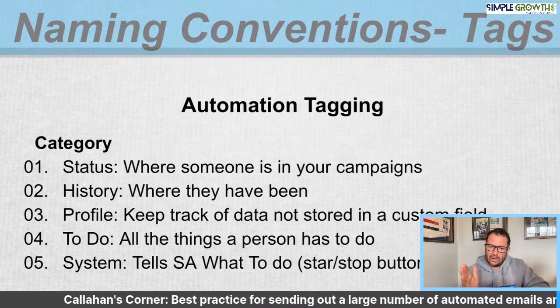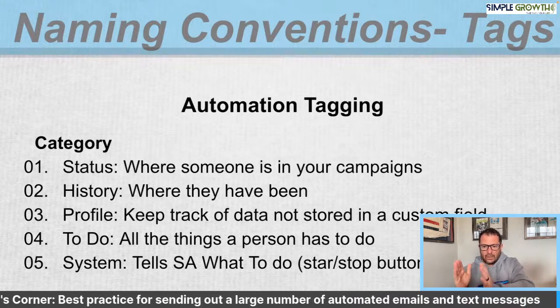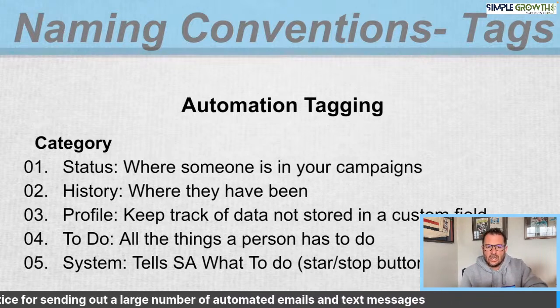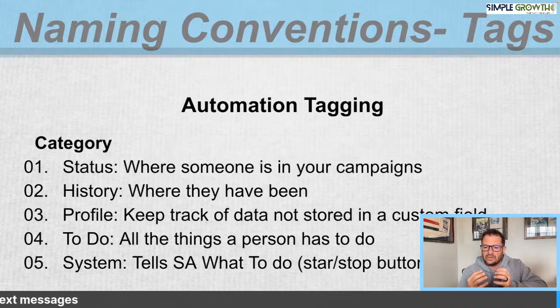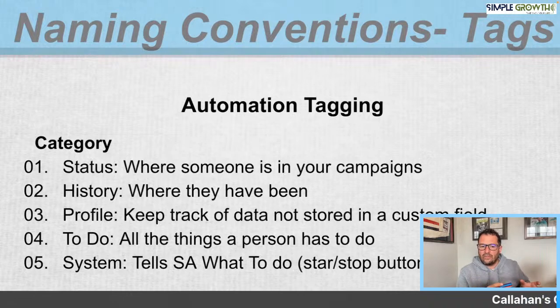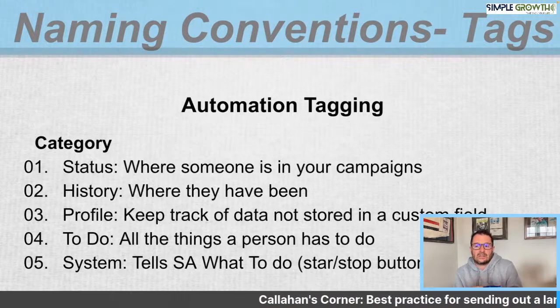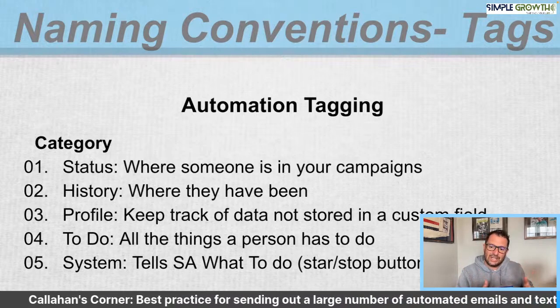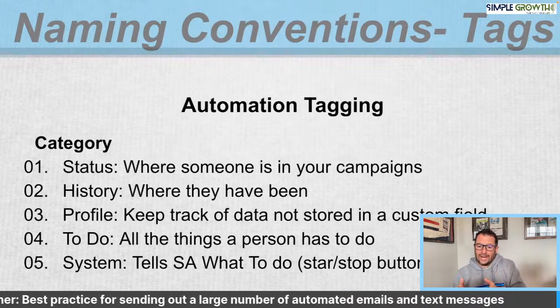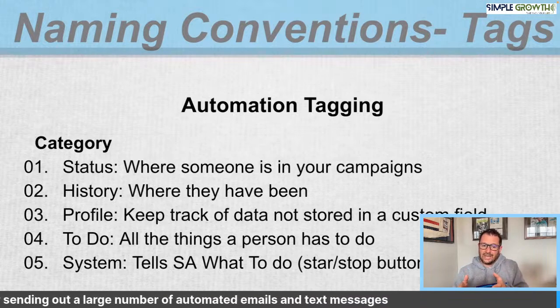So that is where you're at, where you've been. And that's going to follow you throughout the whole automated process. Profile keeps track of data not stored in a custom field. So if there's anything we want to keep on the profile, it's profile customer, profile lead, profile canceled customer. So in Kelly's case, if she wanted to have separate communication based on the customer profile that was not stored in a custom field, that would end up on our 03 profile tag.